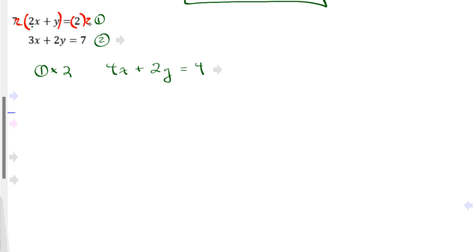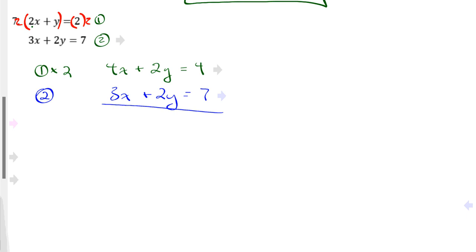When I do that, I'll get 4x plus 2y equals 4. And now I have a coefficient of 2 in front of my y, which matches my second equation. So I'll rewrite that equation. And now I can add or subtract. So my goal is to eliminate the variable.